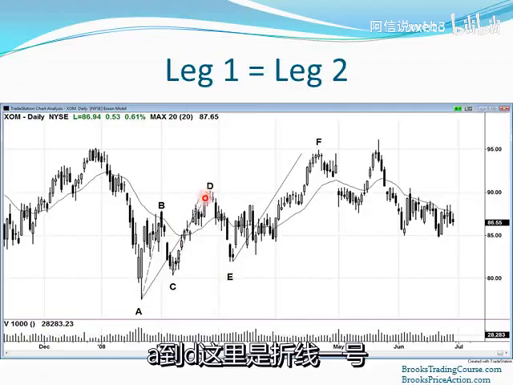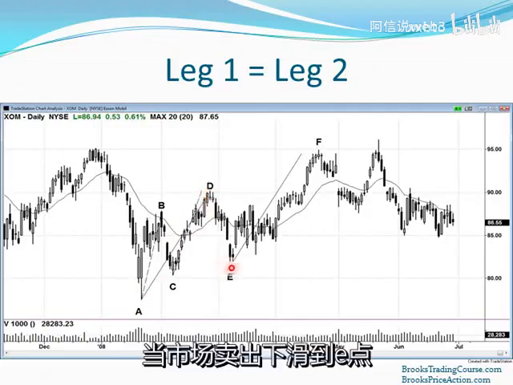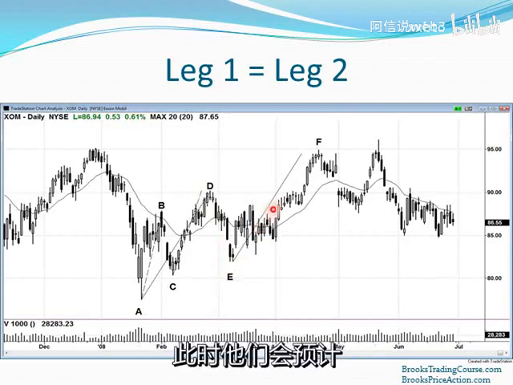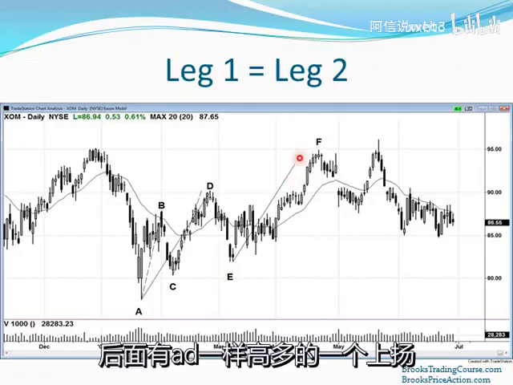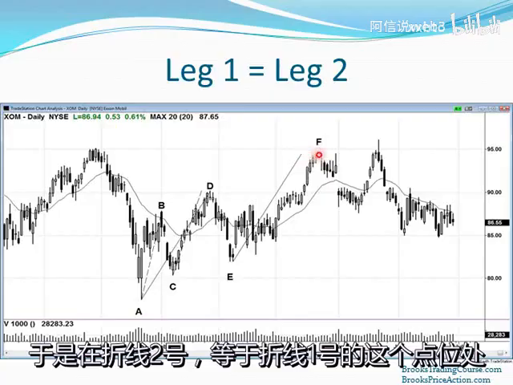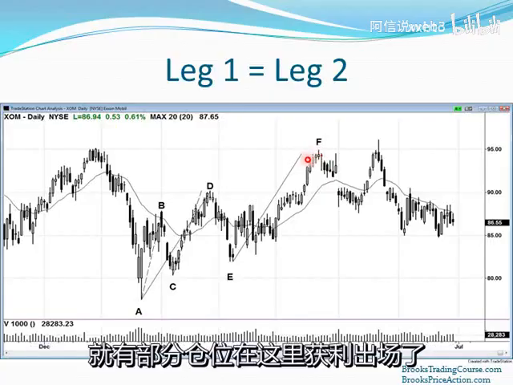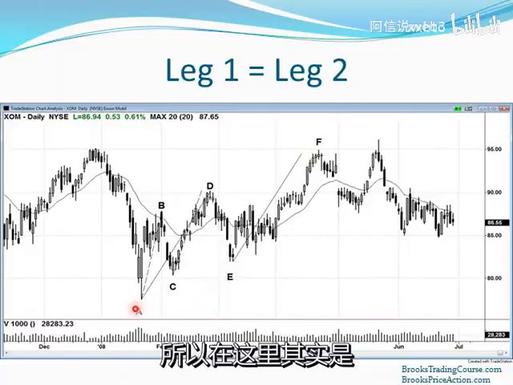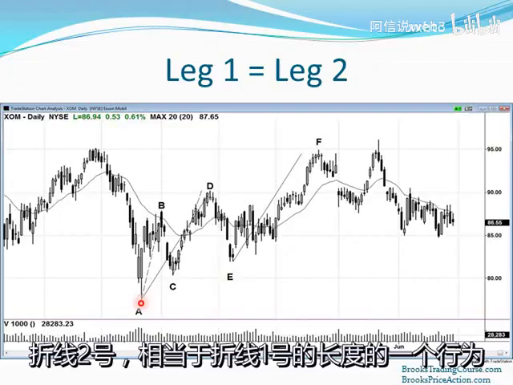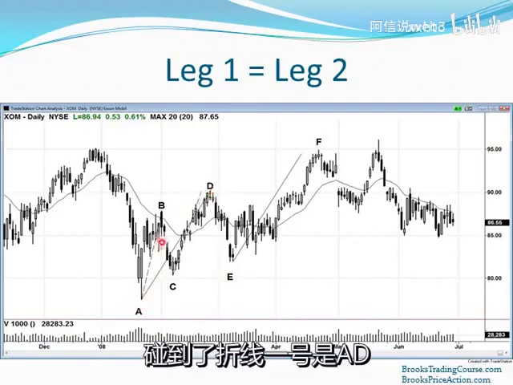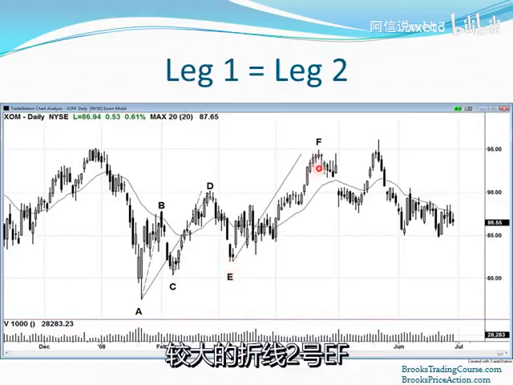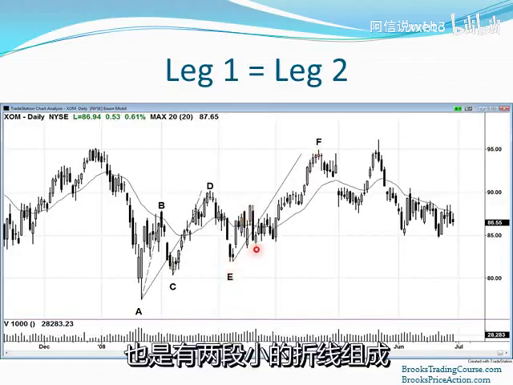pattern. We have a leg up from A to D, and when the market sold off to E, and then the trend resumed up again, traders will look for a measured move equal to the height of A to D. And that's what happened up here. You see profit takers on the leg one equals leg two measured move up. So what ultimately happened was we had a larger leg one, leg two move. The larger leg one is A to D. It's subdivided into two smaller legs. And then the second leg up, E to F, also subdivided into two smaller moves.